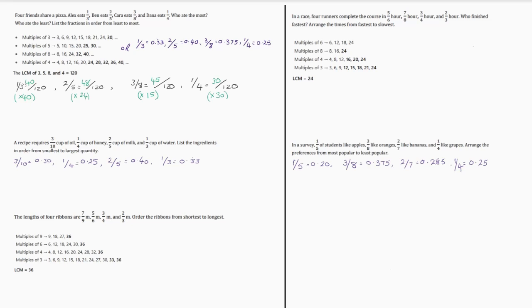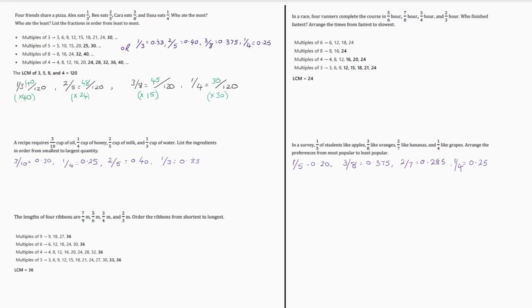Same again, it took 15 times for 8 to go into 120. So we multiply the top, which gives us 45. And then finally, we know that it took 30 times for 4 to go into 120. And we're multiplying our numerator by 30. So now we've got 2 ways to find the answers.